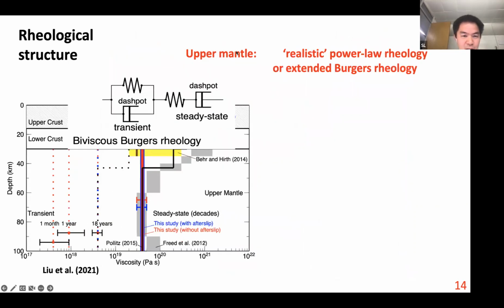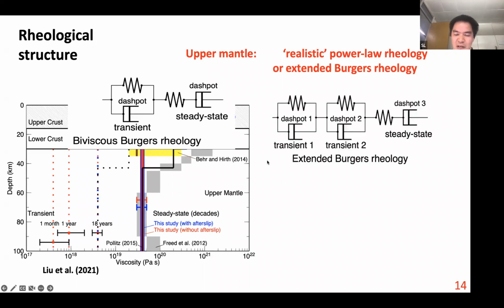In our studies, we used Burgers rheology, in which the steady state viscosity is determined from the 18 years of GPS data after the Landers earthquake. We used GPS data in the first month, first year, and all the data to constrain the transient viscosity of the Burgers rheology. We found that the transient viscosity appears to increase with time. It is only 10^17 Pascal seconds in the first month, which is an order of magnitude smaller than that determined by all the data, which spans about 18 years.